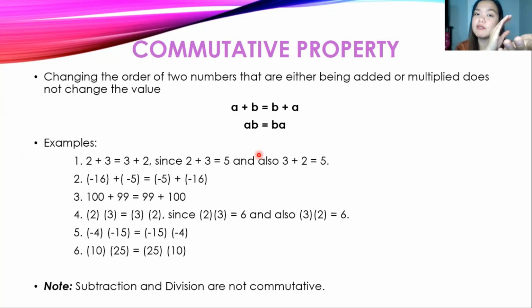Let's proceed to another example on division. For example, you have 4 divided by 2. We know that 4 divided by 2 is 2. If you reverse it, 2 divided by 4, that's not 2. That's 1/2. So, they are not commutative. Get it? Only addition and multiplication are commutative.